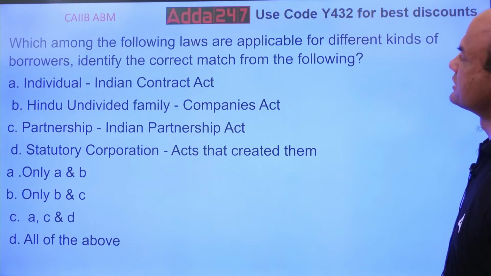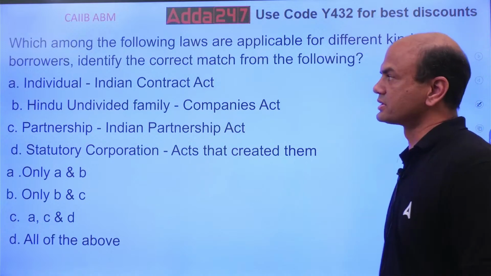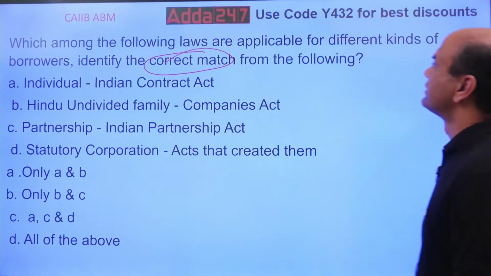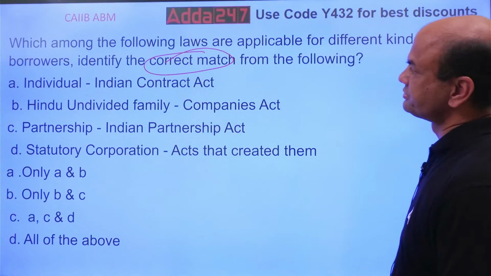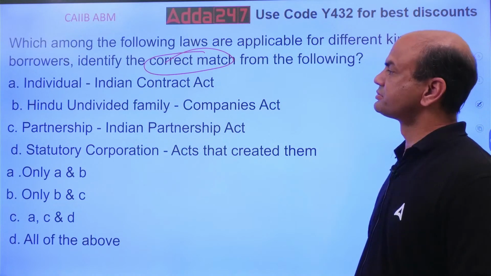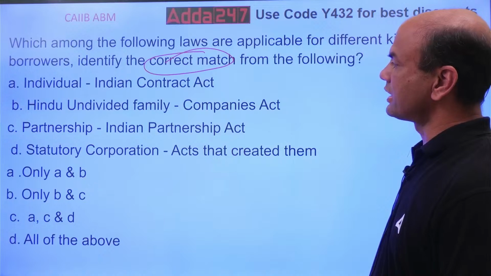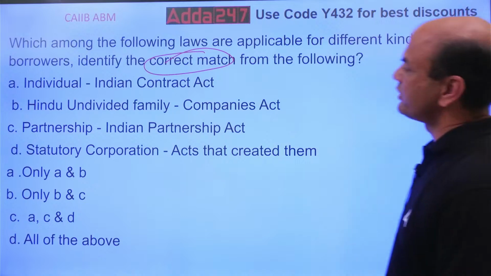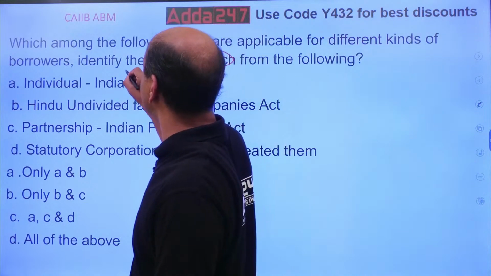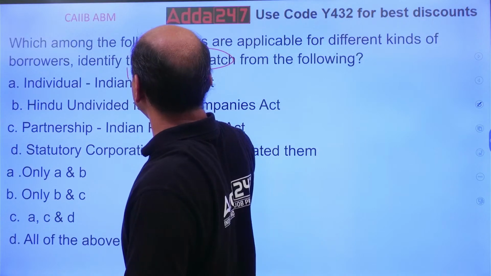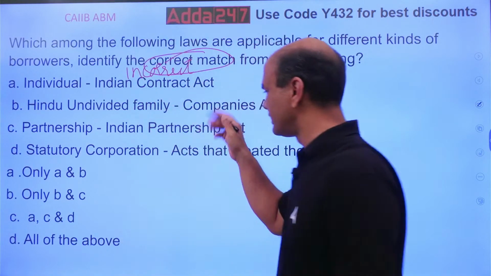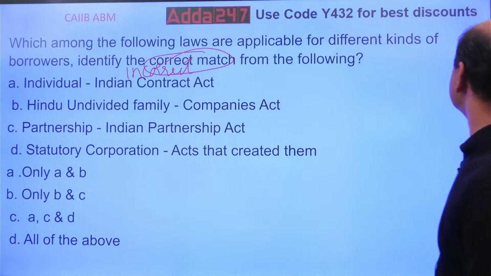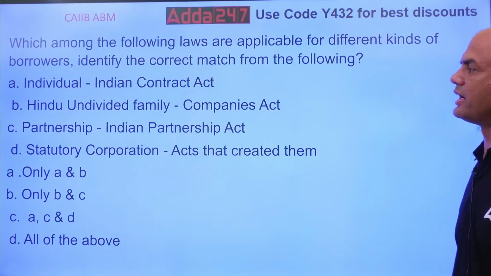Which among the following laws are applicable for different kinds of borrowers? Identify the correct match. Individual, Indian Contract Act; HUF, Companies Act. Correct or incorrect? Identify the incorrect act. It should be incorrect, because all are correct except one. It's okay, correct is also fine, because options are there. So identify the correct match.